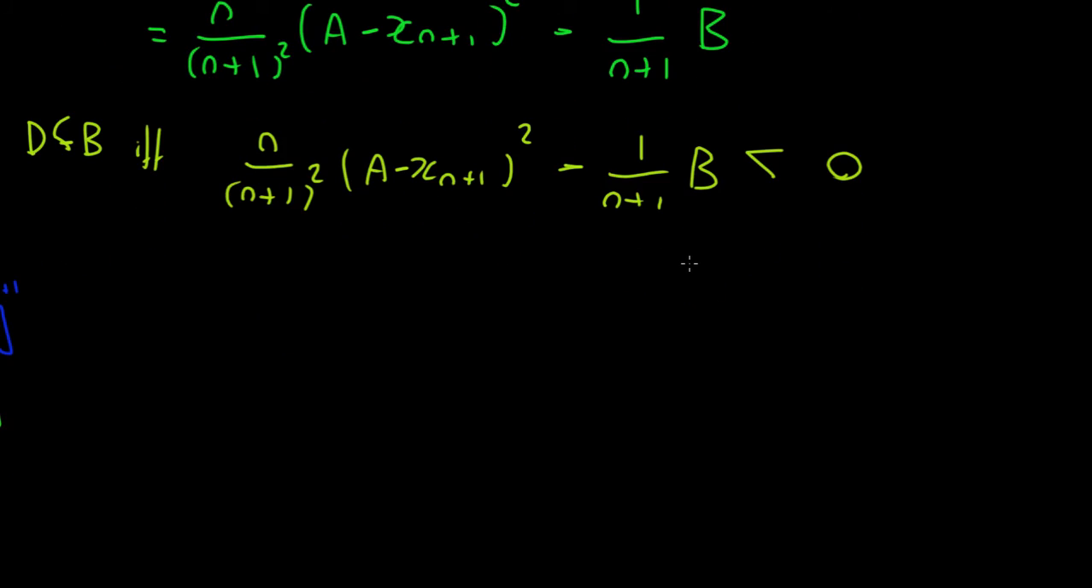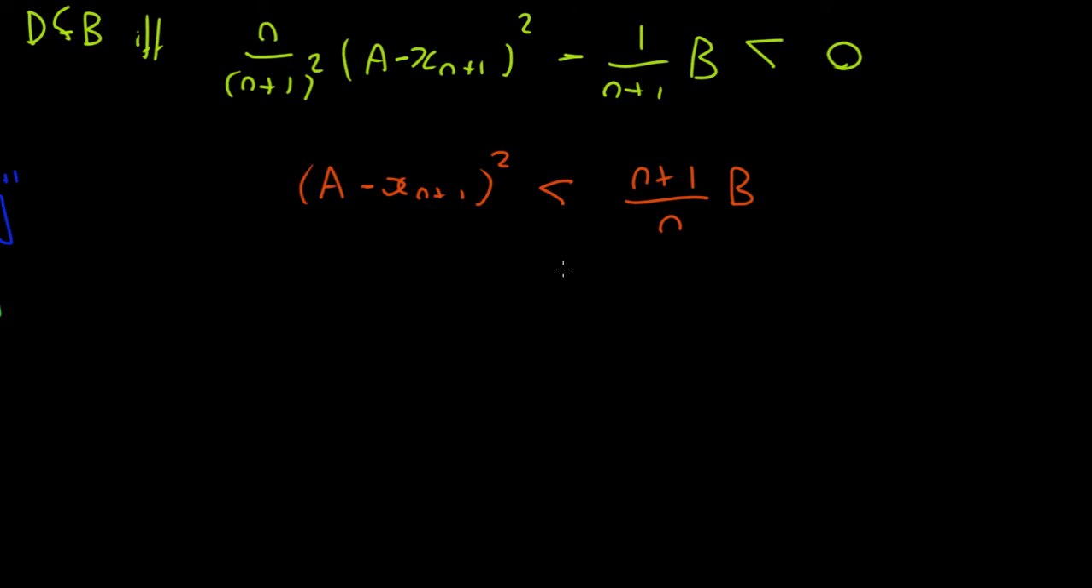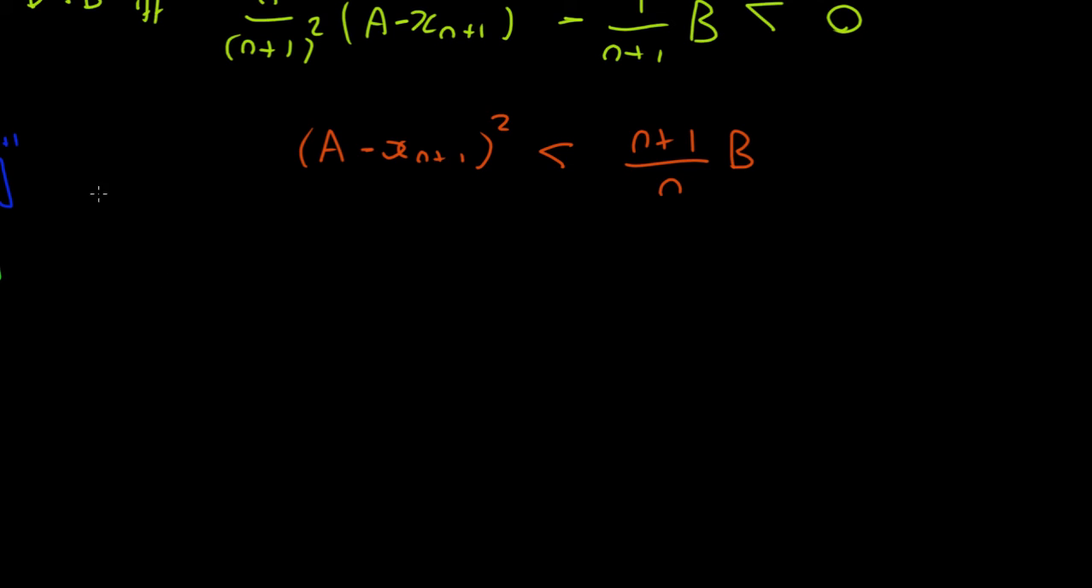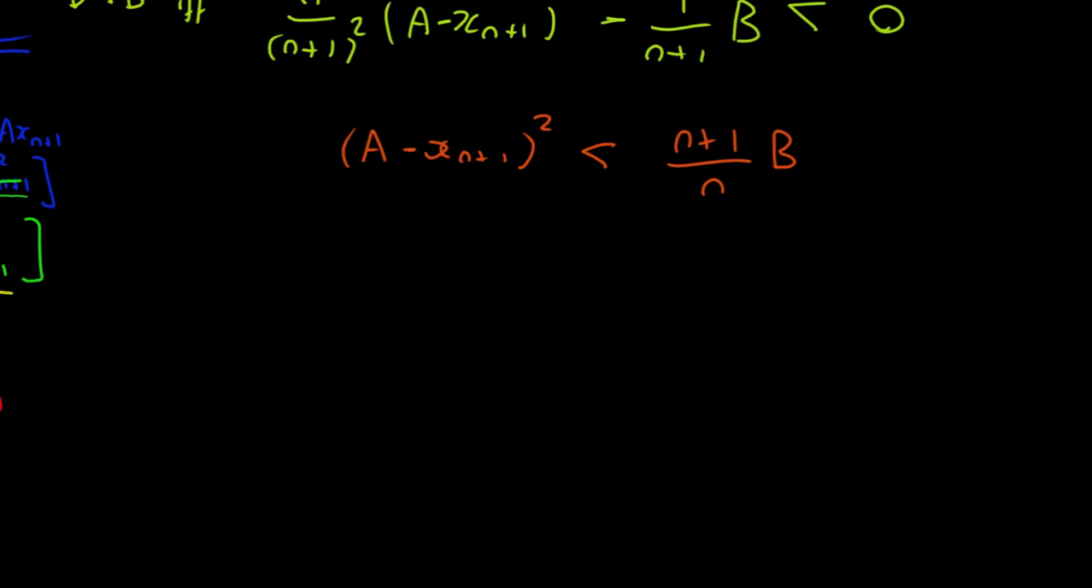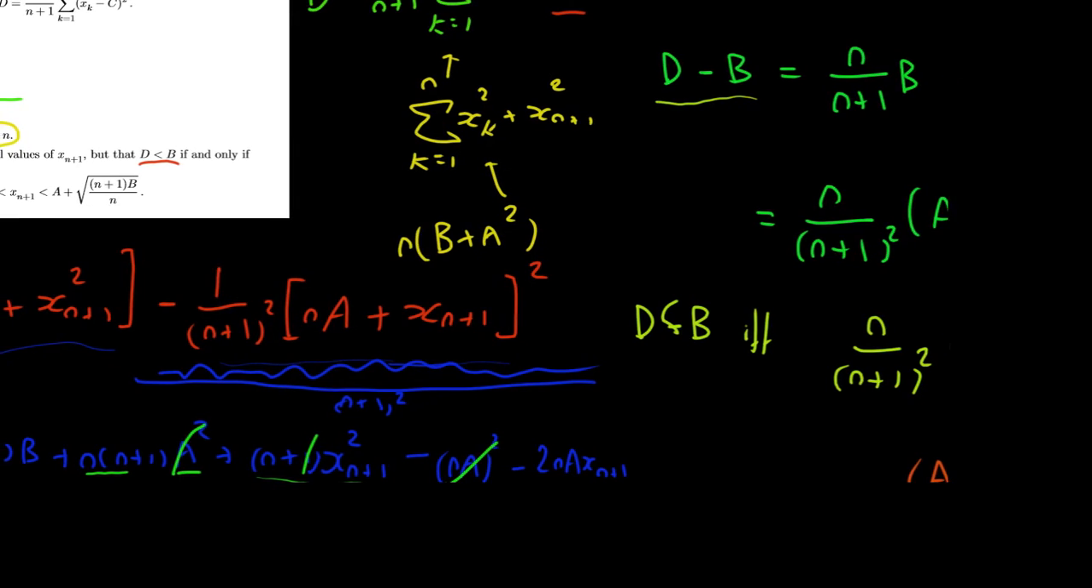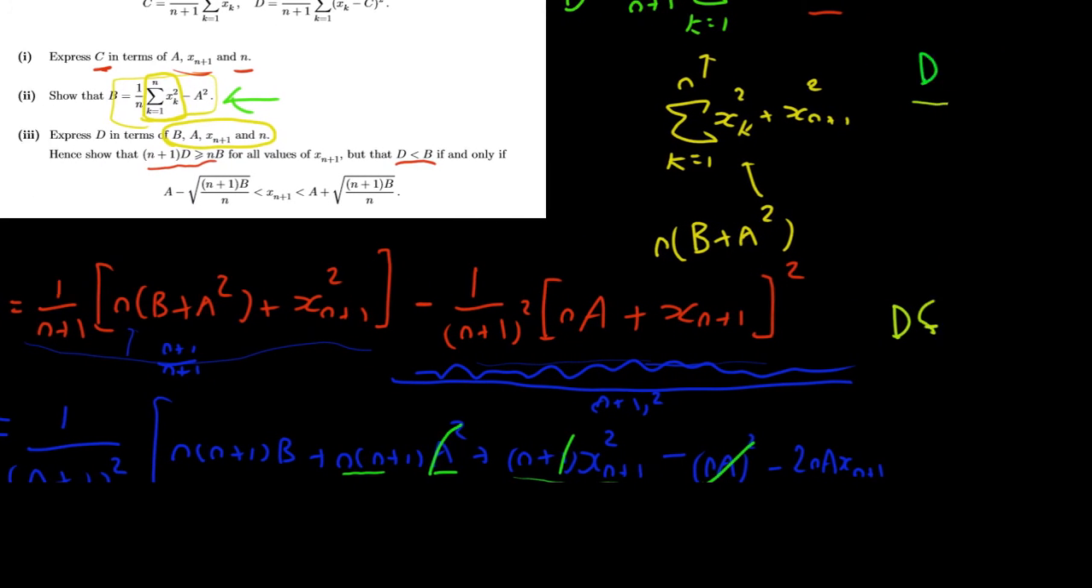So when is this less than 0? It's less than 0 if and only if a minus x to the n plus 1, all squared, is less than, well, that's n plus 1 over n b. All right? So that makes sense. But notice this is squared. And if we look back to our question, we should be beaming with joy right now, because this is really leading us towards what we want.